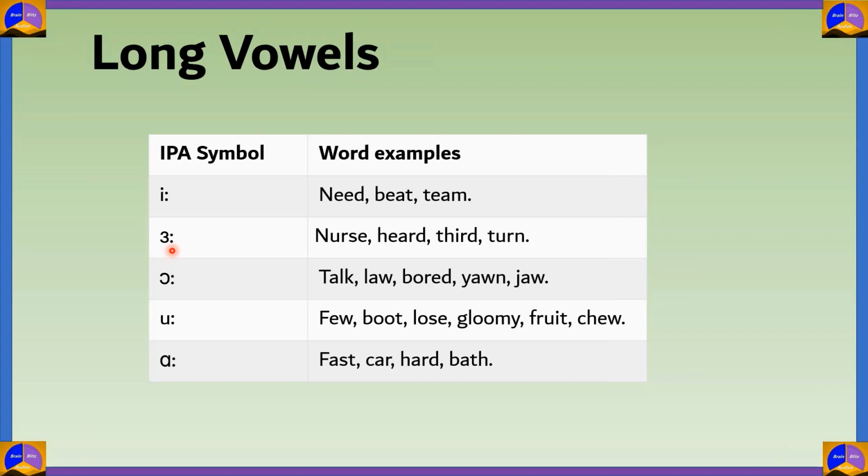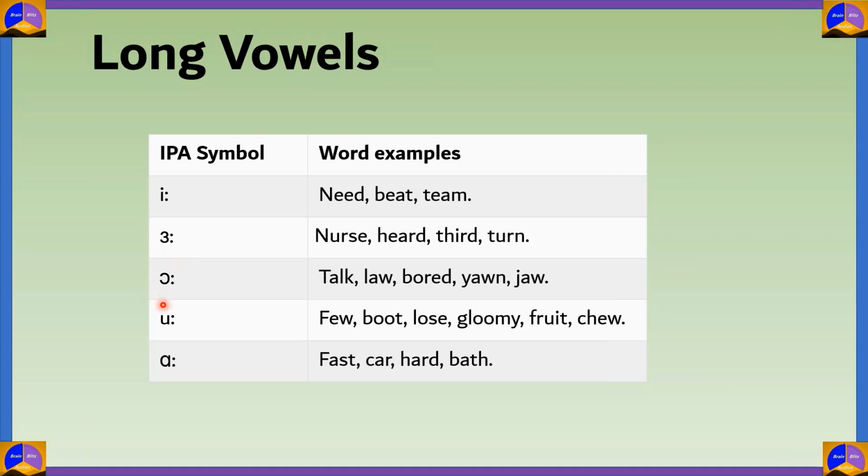The next IPA symbol for long vowels is this one, which is a 3 and a colon. Now this gives you the sound which is the schwa elongated. Now examples where the sound is used are words such as nurse, heard, third, turn. So as you can see, there's a big difference between the grapheme given and the phoneme that we spoke, which is this symbol. So that's the reason why English is known as a semi-phonetic alphabet.